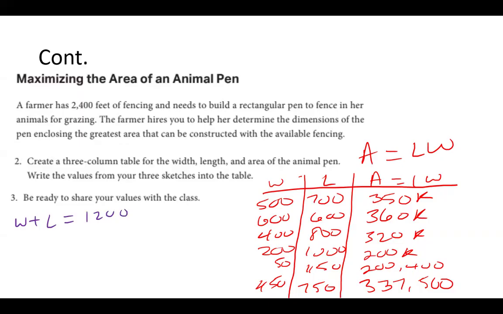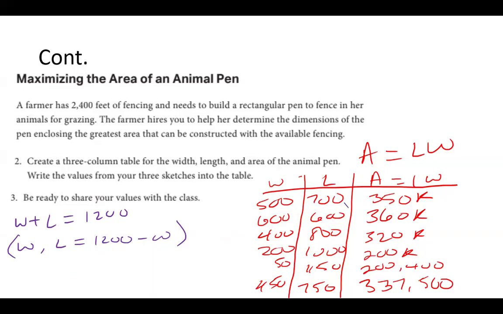Does that make sense? So if we have our width, that means that our length, L, would equal 1200 minus W, correct? Do y'all agree with me? So these are the values that we just created. If you look at each one of these, if I have 500, to find the length, that was 1200 minus 500, which is 700, right? If you look right here, we have 600 as my width. 1200 minus 600 is 600.